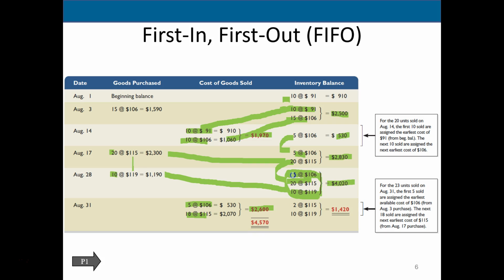How much do we have left? Well, this 5 got wiped out. The 20 minus the 18 gives us 2 at 115, and we haven't touched this 10 at the 119 yet. That layer is still there. Therefore, we have an ending inventory of 1,420 under first in, first out. We'll continue on to average and LIFO next time.